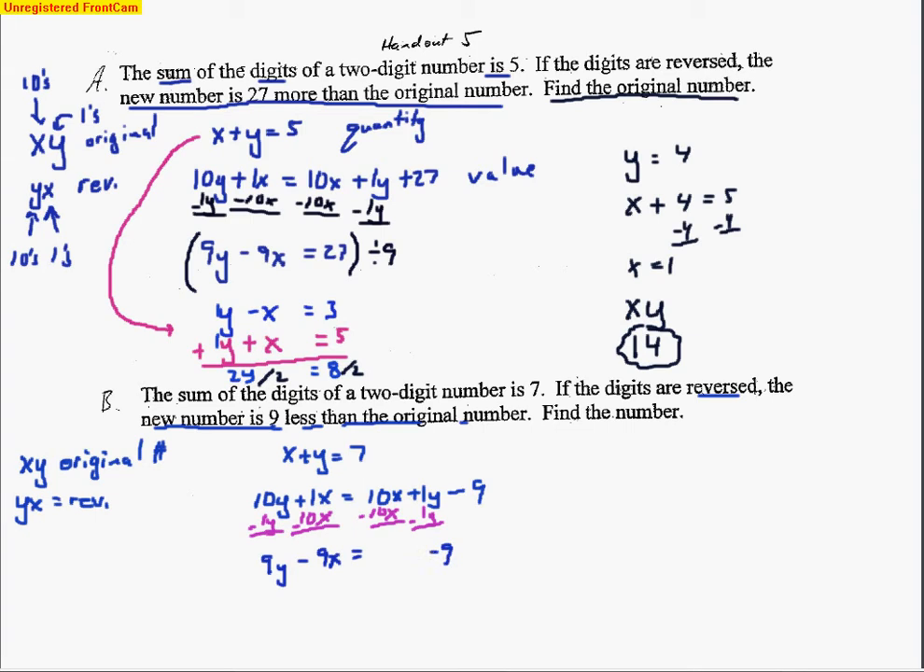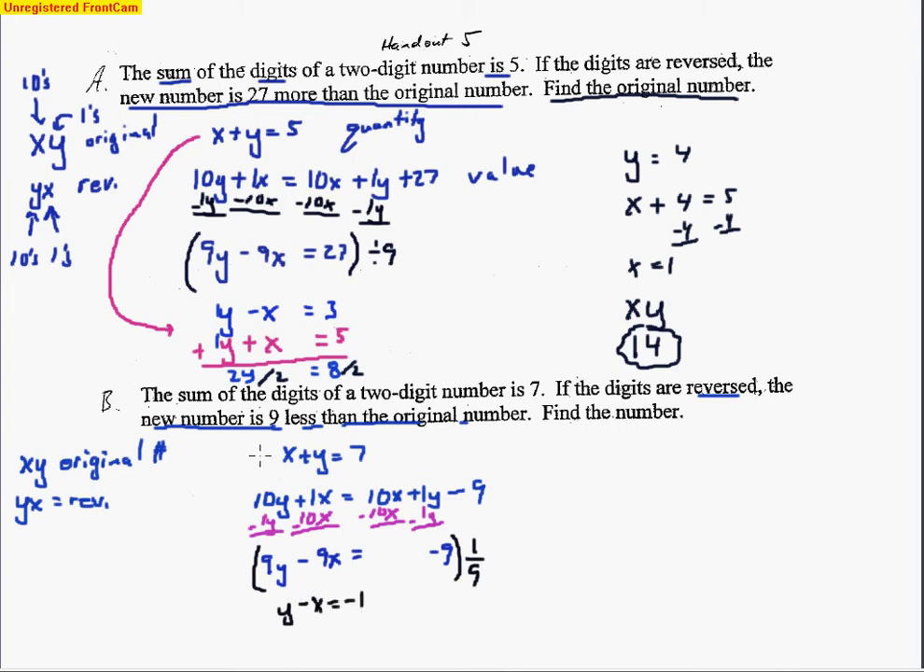And then from there, I can go ahead and do the same operation I did before. You see, they all have a common factor of 9. Take out that 9. Divide by 9. That's the same thing as multiplying by 1/9. And when you do that, you're left with y minus x equals negative 1.